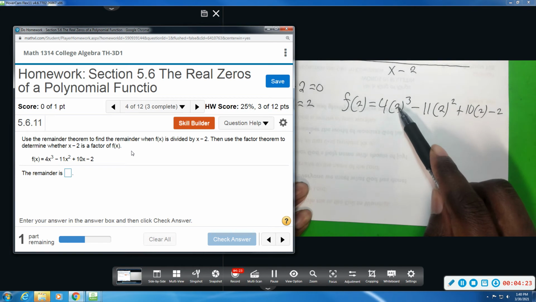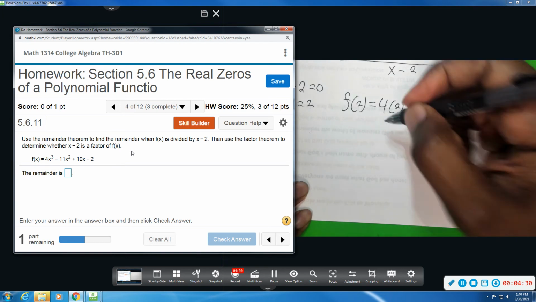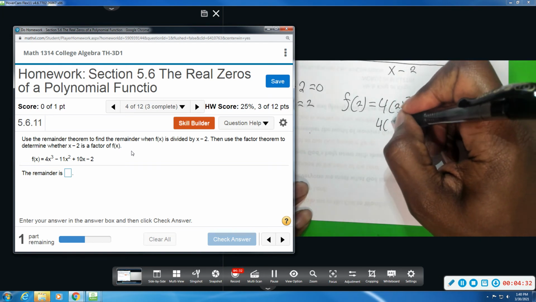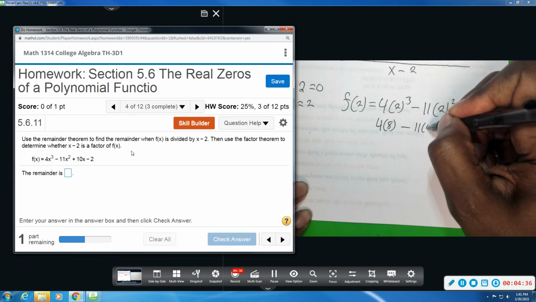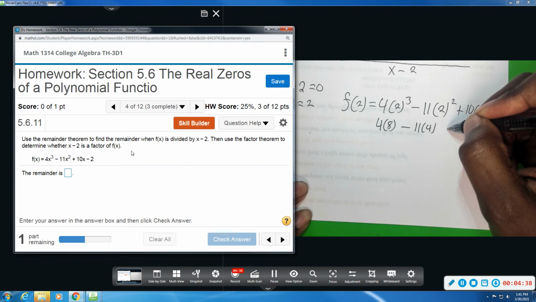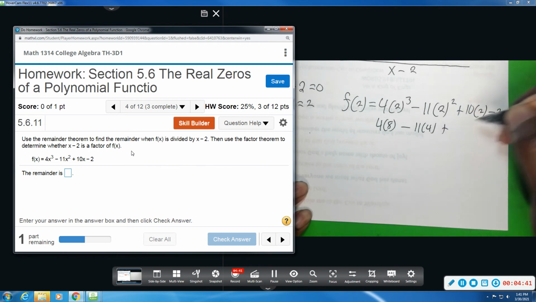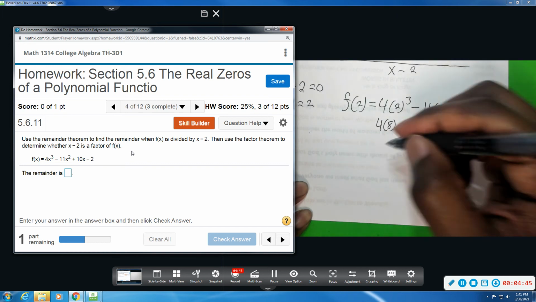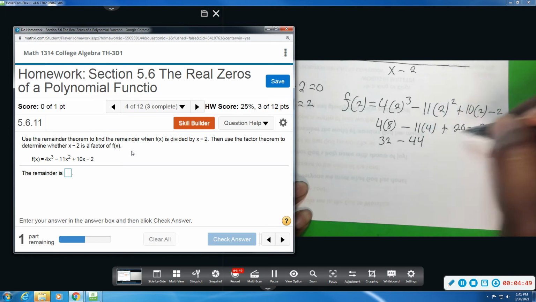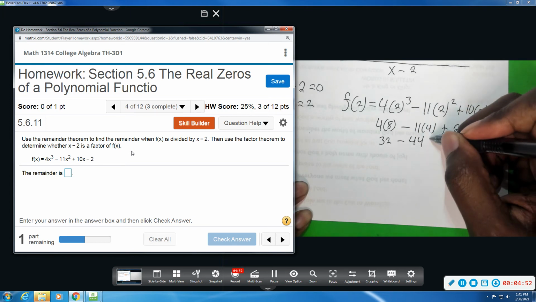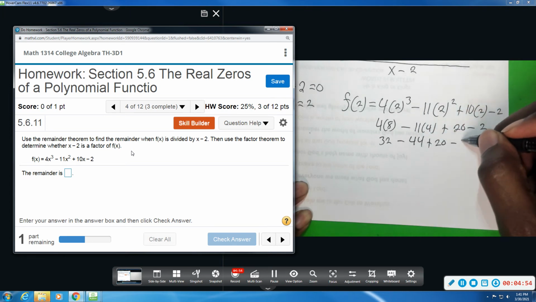So that's going to give us 2 cubed. 2 times 2 is 4, times 2 is 8. And so I'll just do it one step at a time. This is 4 times 8 minus 11 times 4. And then we'll go ahead and simplify. 10 times 2 is 20 minus 2. All right, 8 times 4 is 32 minus 44. And then plus 20 minus 2.